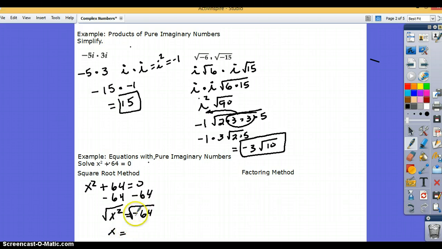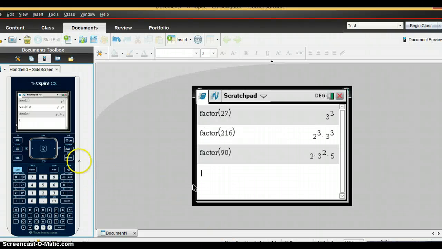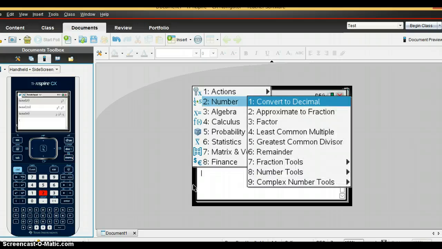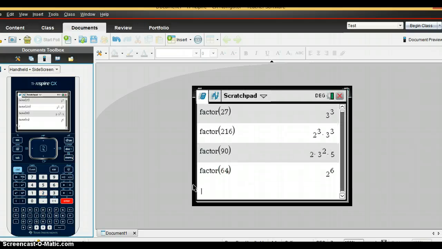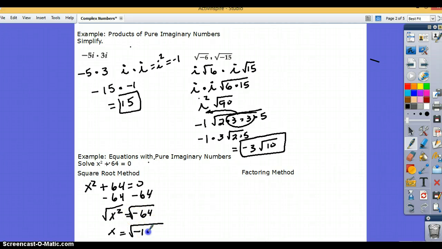Alright, so x is equal to, well, this is what? Negative 1. So then I have menu 2, 3, 64, so that's 2 to the 6th power. So that's 2, 2, 2, that's 3, 4, 5, 6 2's, right? So I have 1, 2, 3 pairs. Well, that means that I have, what? 2 times 2 times 2 times i, and nothing left. So that means this is going to be what? 8i as my answer.